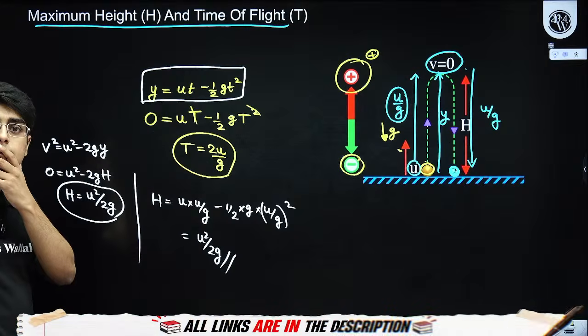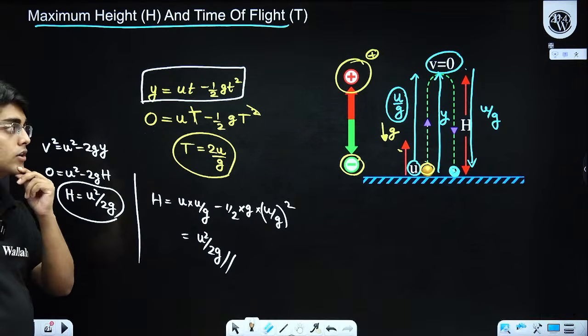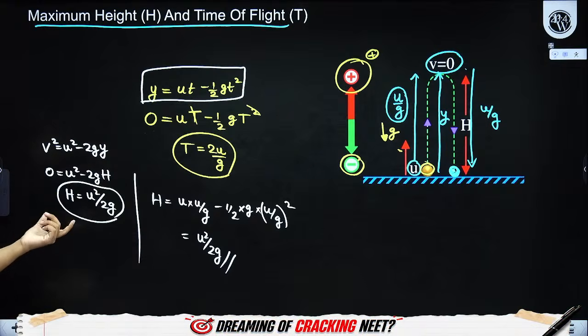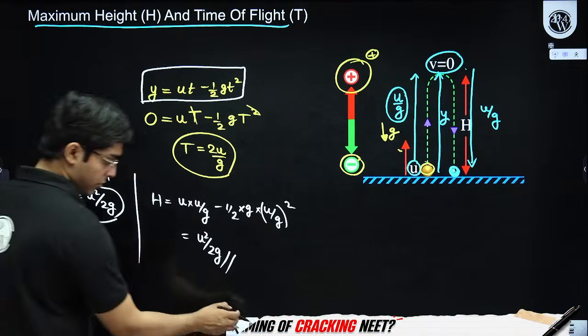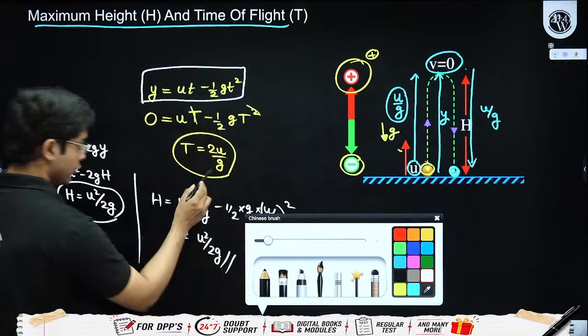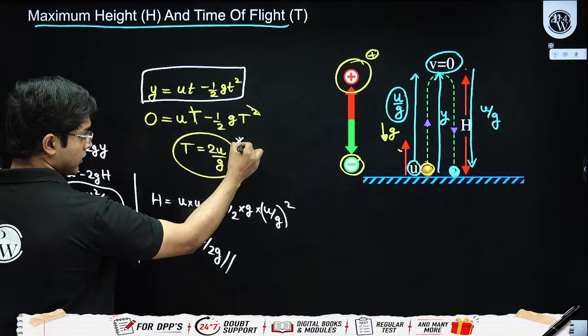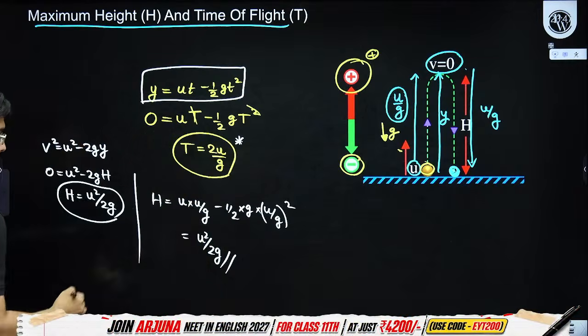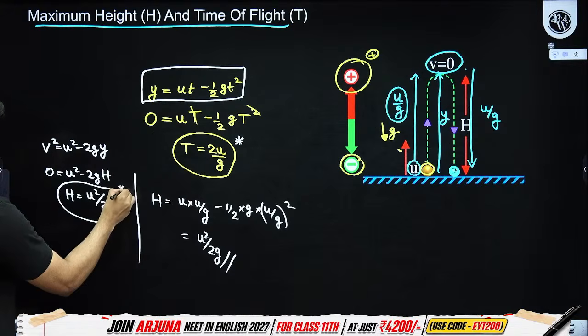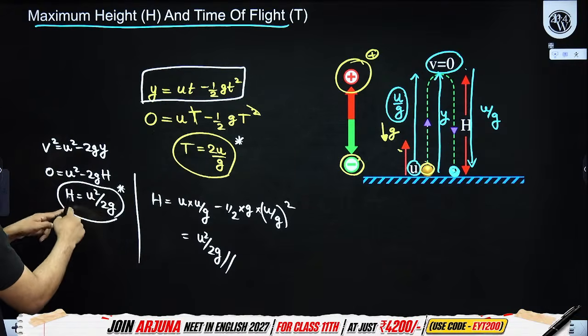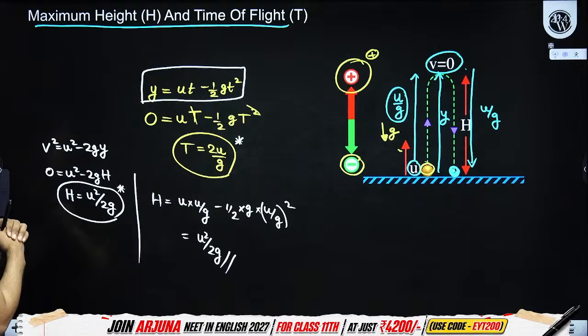So these two formulas, guys, are important. If you project a ball up with the speed u, it comes back to you after 2u by g time, and the maximum height from the ground it goes is u square by 2g.